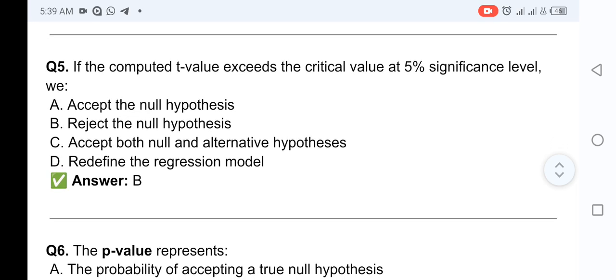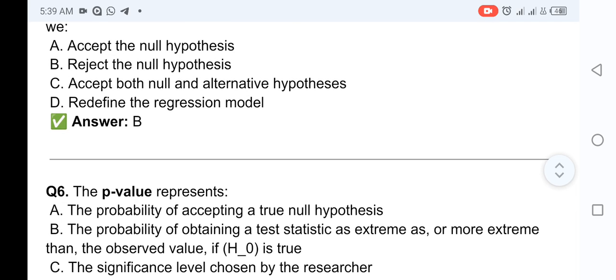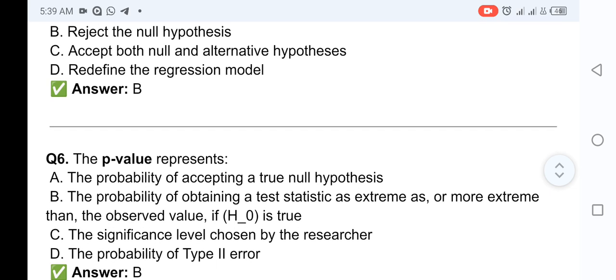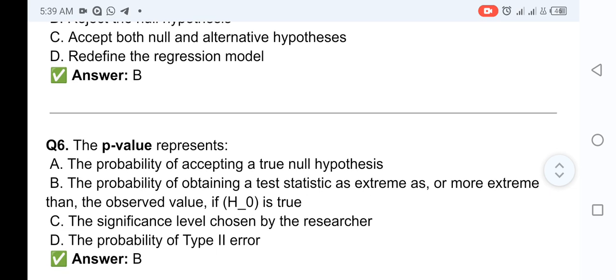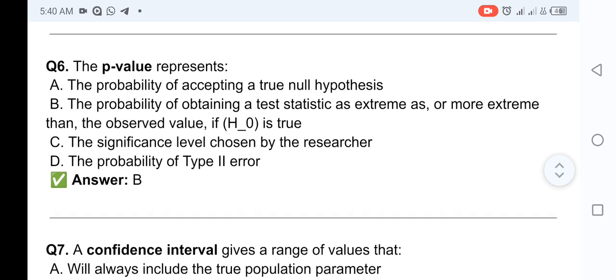Q6. The p-value represents: A. the probability of accepting a true null hypothesis, B. the probability of obtaining a test statistic as extreme as, or more extreme than, the observed value, if H_0 is true, C. the significance level chosen by the researcher, D. the probability of type 2 error.